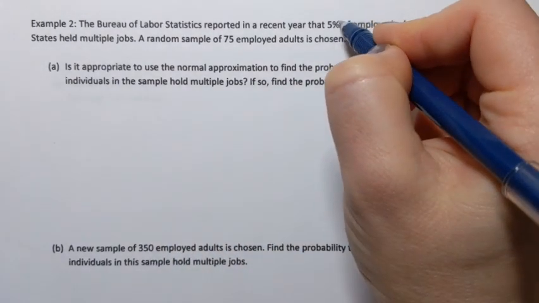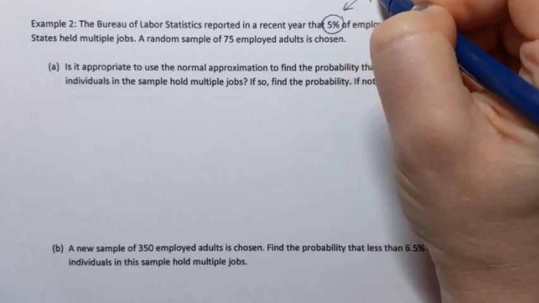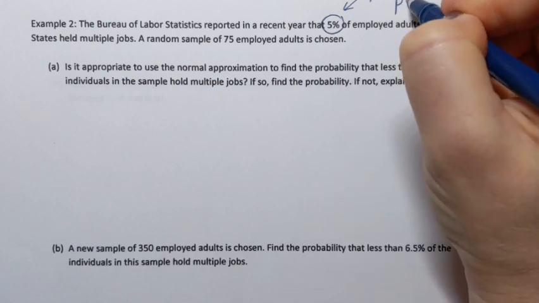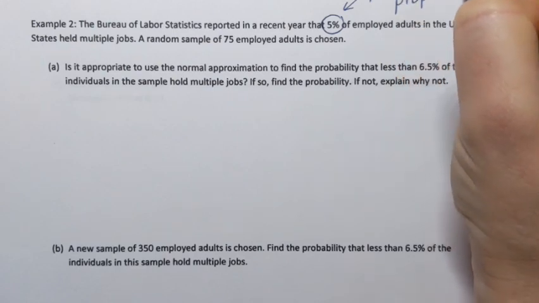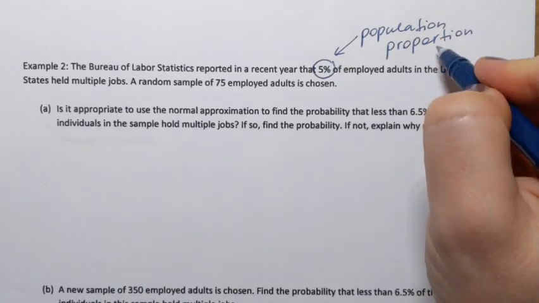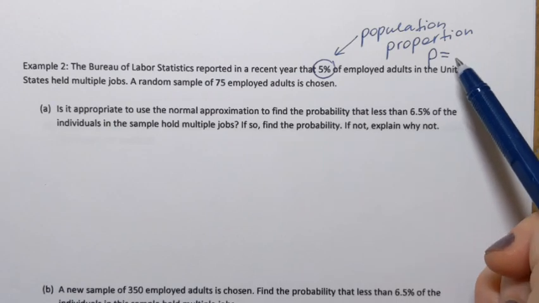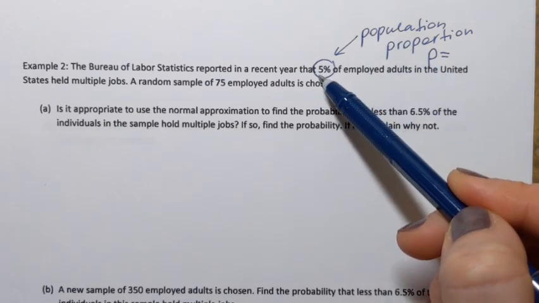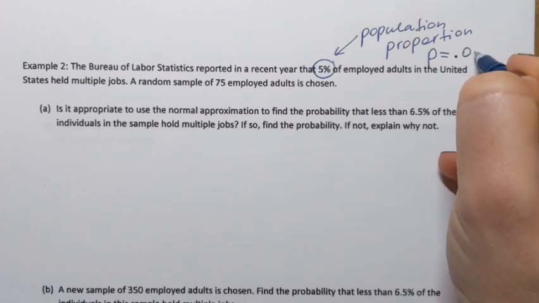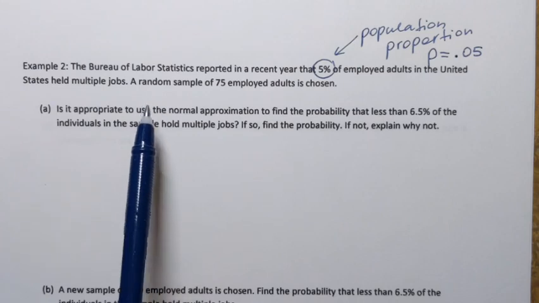So that represents the population proportion, which we denote by p, and we describe it using a decimal instead of a percentage. So 5%, I convert to decimal, it becomes 0.05. Okay, so what's the question?